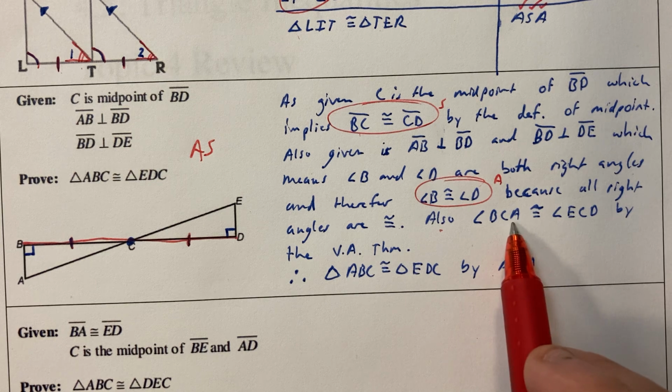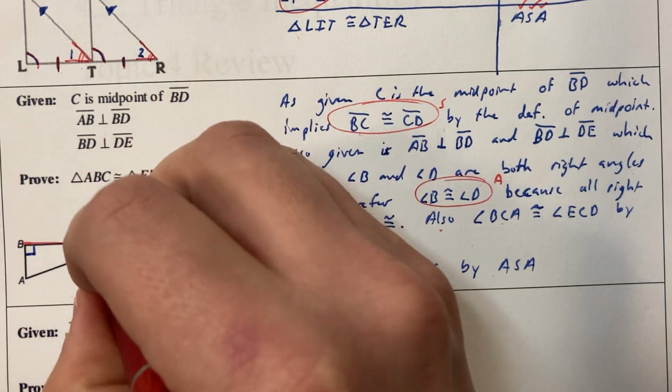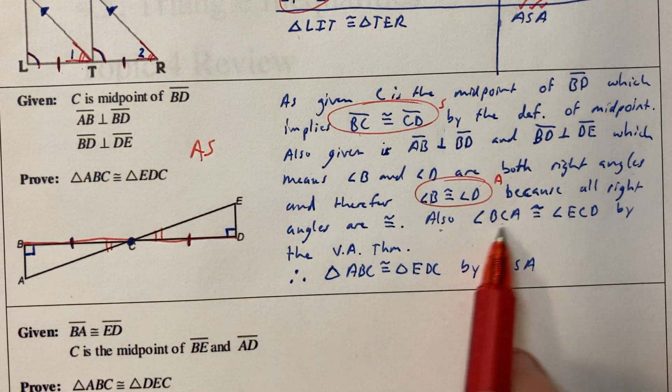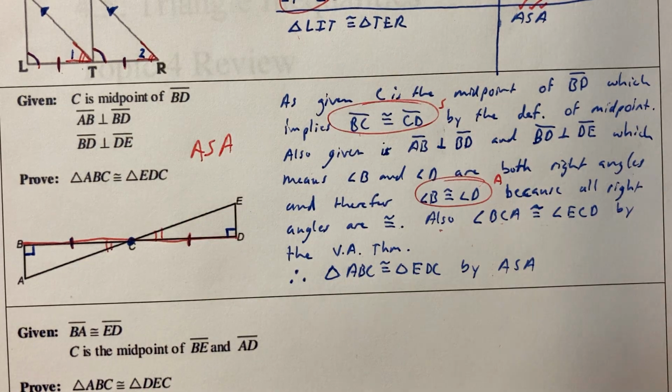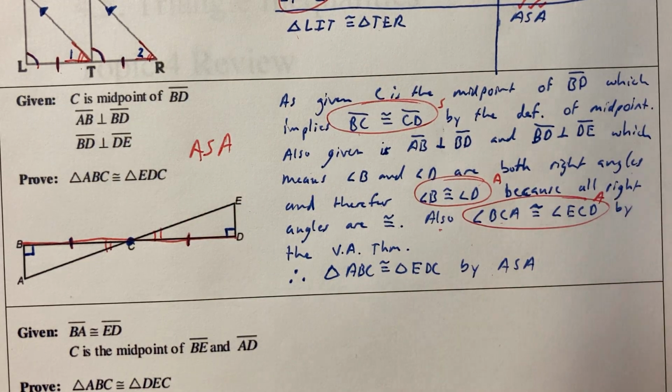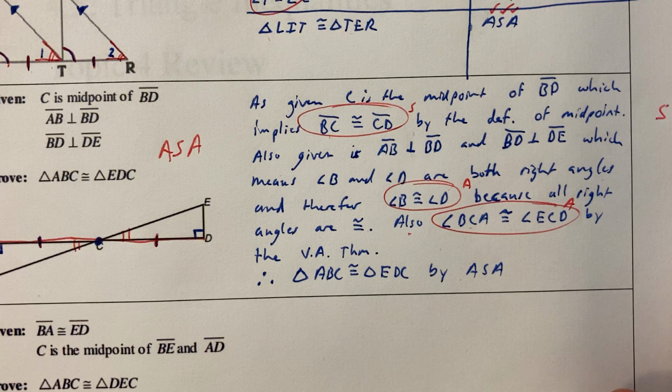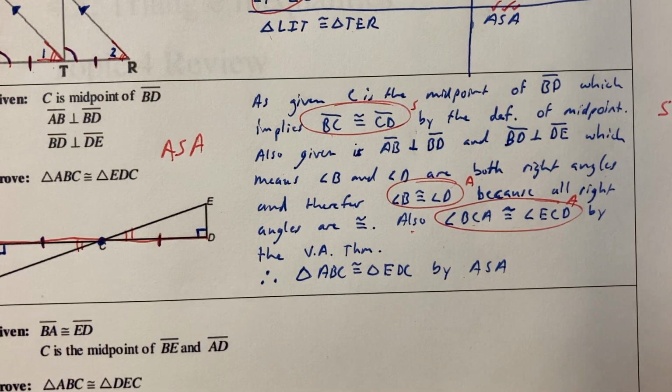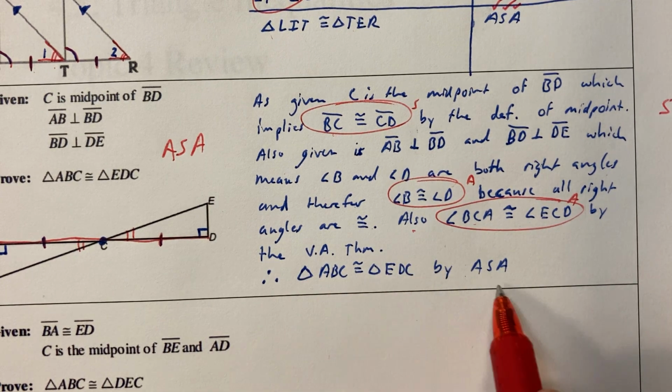Lastly, also, this angle is congruent to that angle. I can go in here and do the vertical angles, which counts as another A. Therefore, I've compiled enough information, I've given good reason to conclude by angle side angle.